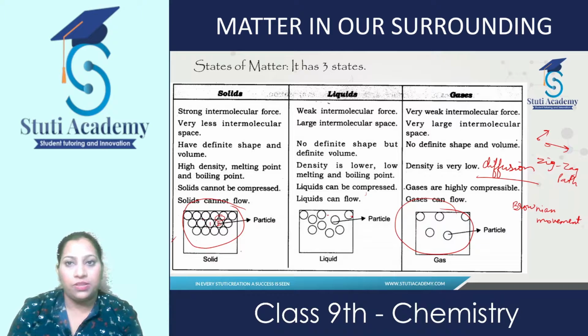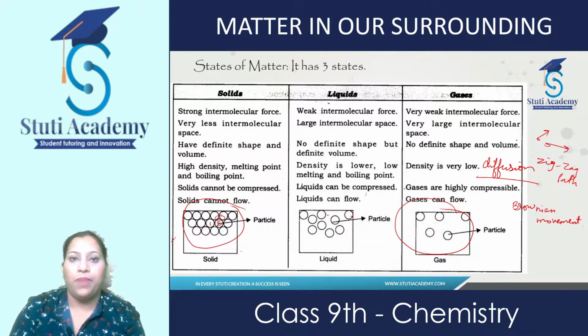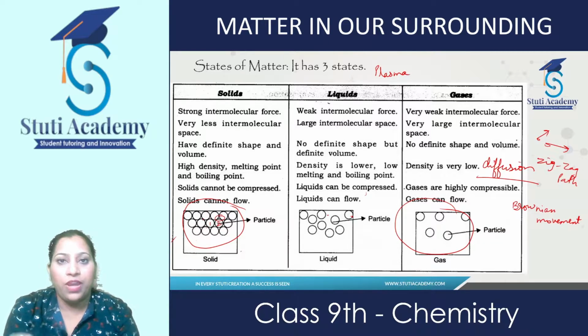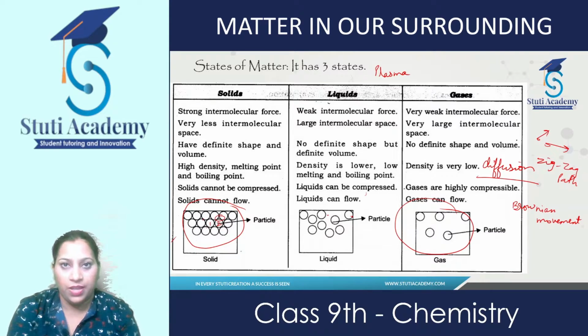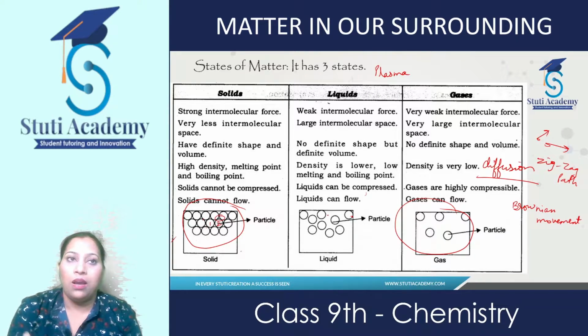Apart from these three states, two more states are there. First is plasma. Plasma is a state in which particles are highly excited, they are super energetic. For example, gases present in fluorescent bulbs and tubes contain plasma and they can glow easily, and this glow is due to the highly energized particles present in them. So, that is the example of plasma.